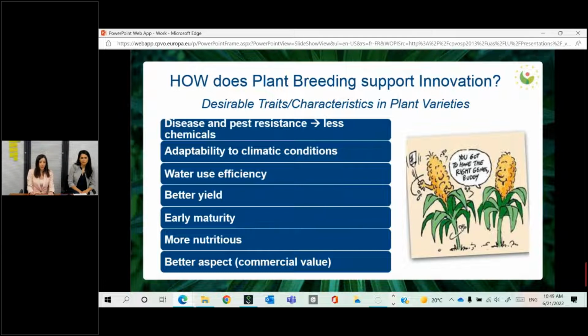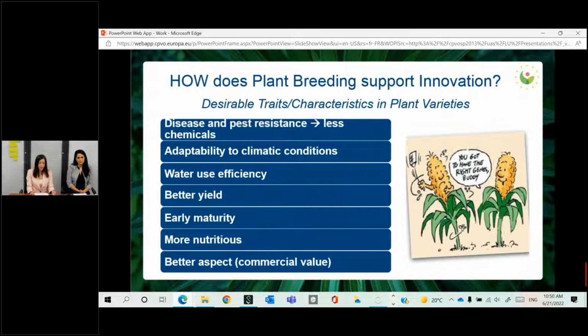Then we see on screen also early maturity, because indeed nowadays we want to have a global supply of a wide array of varieties all year long. So for this reason, this can be an interesting trait. Then we also see varieties that are more nutritious. So this is also related to human health. And then we also see the commercial value. So for instance, a better aspect. So the commercial value refers to the evolving taste preference of consumers. So in a way, consumers also influence breeding innovation.